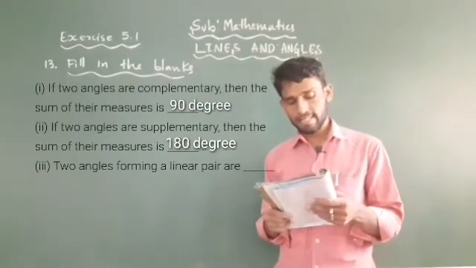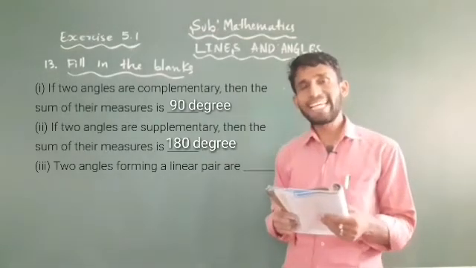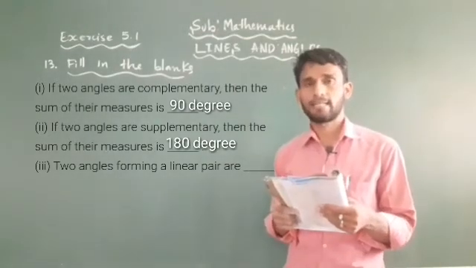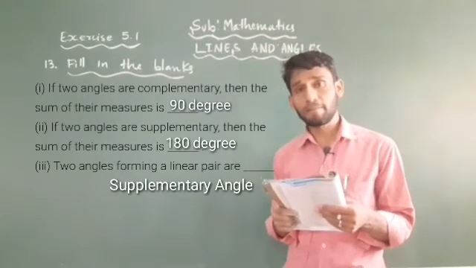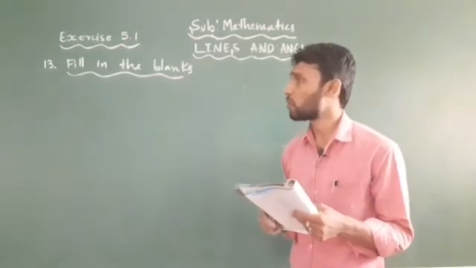Second one. Next, third one here. Two angles forming a linear pair. That is the supplementary angle. Okay, that is the supplementary angle. Next angle here, fourth one.